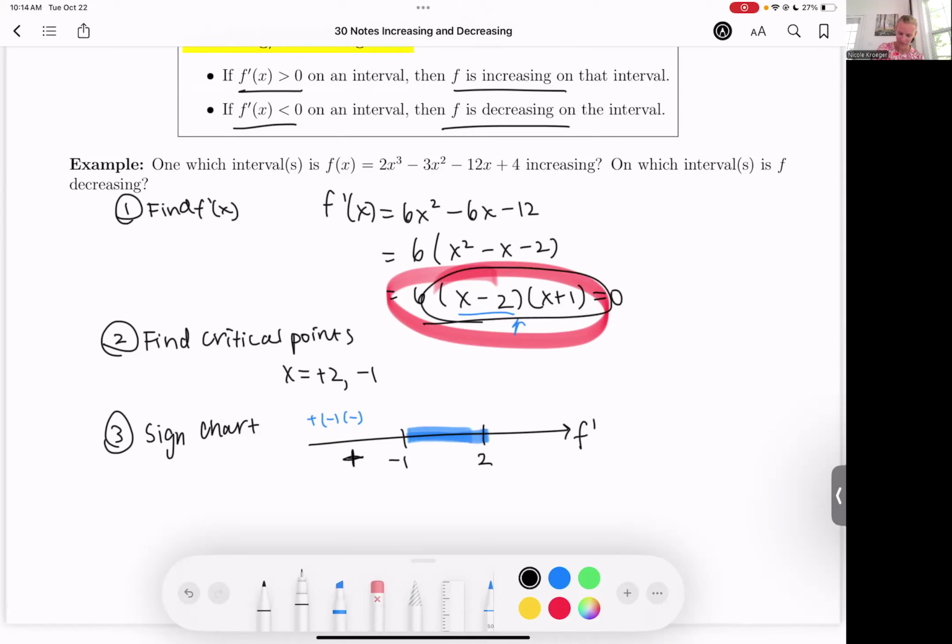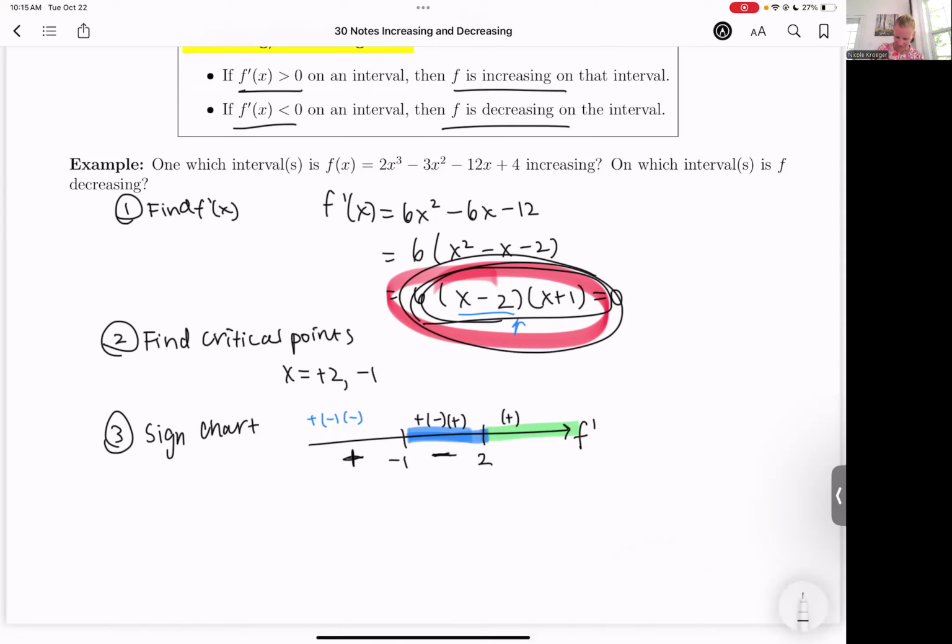If I plug x equals 0 into the derivative again, 6 is positive, 0 minus 2 is negative, 0 plus 1 is positive. When I multiply that all together, I get a negative sign. Then I'm going to pick, again, a number bigger than 2. My favorite number bigger than 2 is 3. Again, plugging that into the derivative, and I like to plug things into the factored form of the derivative. So 6 is still positive, 3 minus 2 is positive, 3 plus 1 is positive. So I get a positive out here.